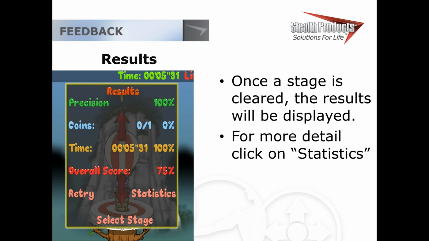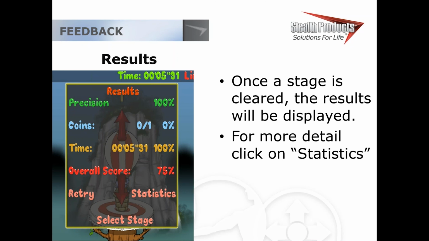So in this case, I kind of brought it up earlier where I had a level where I completed it, but I didn't collect the coin. You can see the results from that level here. So I collected 0 out of 1 coin, but everything else was 100%. You can see my overall score reflects that though.